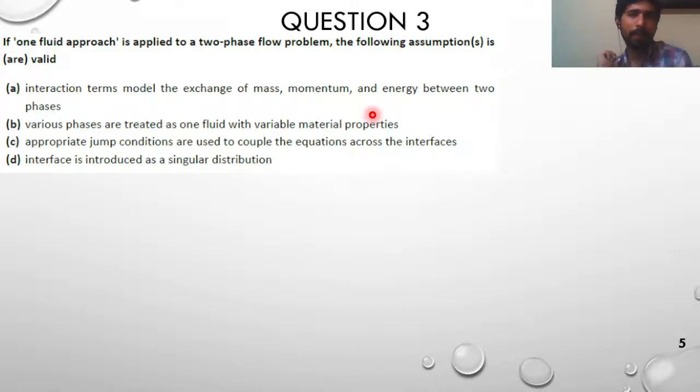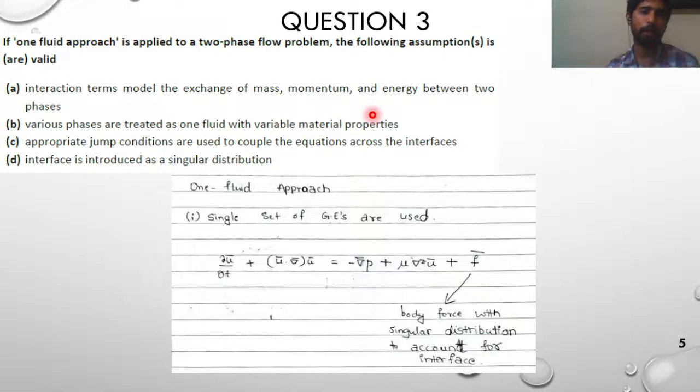If you see option number D, that is what is being done in the one fluid approach to treat the interface. You add some extra terms which can enforce a continuity of, say, surface tension for these multi-phase flows. So option number D is also correct. And we do not have any interaction terms which model the exchange of mass, momentum and energy, because we are treating them as one phase only. There is no concept of two phases, so option A is also incorrect. So you have only B and D as the correct options.